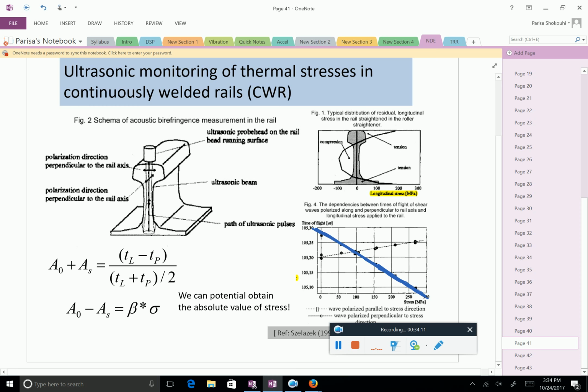So one method was to use two polarizations. These are shear wave probes. One is polarized in this direction, and that is what gives you TL. And the other one is polarized perpendicular to the rail axis.